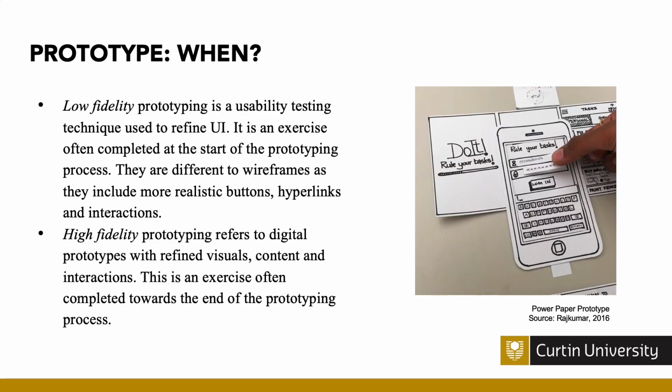So when do we do prototyping? Now, there's actually two types of prototyping. There's low-fidelity prototyping, and then there's high-fidelity prototyping. Now, low-fidelity prototyping is a usability testing technique that's used to refine UI designs. And it's an exercise often completed at the start of the prototyping process. These are different to wireframes because they're supposed to include more realistic buttons, hyperlinks, and interactions.